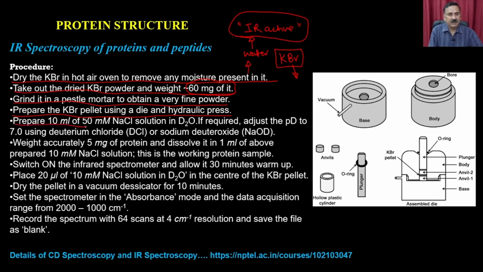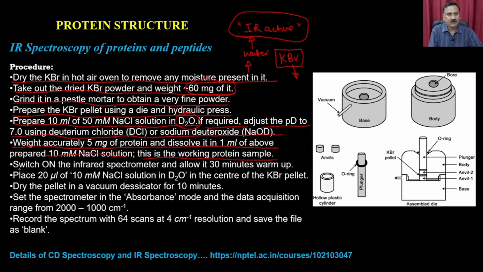Then you prepare 10 ml of 50 millimolar NaCl solution in D2O. If required, you adjust the pH to 7 using deuterium chloride or sodium deuteroxide. This means you are going to use deuterium derivatives of HCl and NaOH. Accurately weigh 5 milligrams of protein and dissolve it in 1 ml of the prepared NaCl solution. This is the working protein sample.